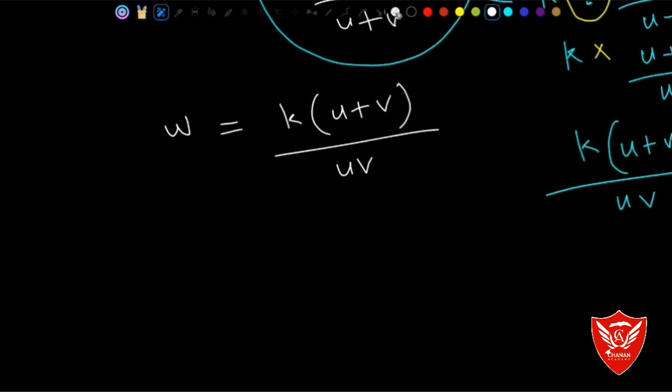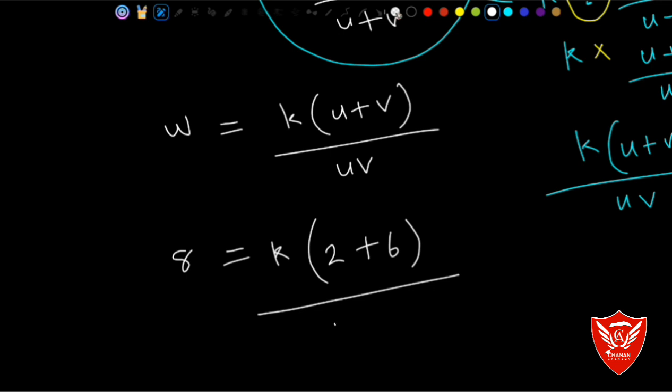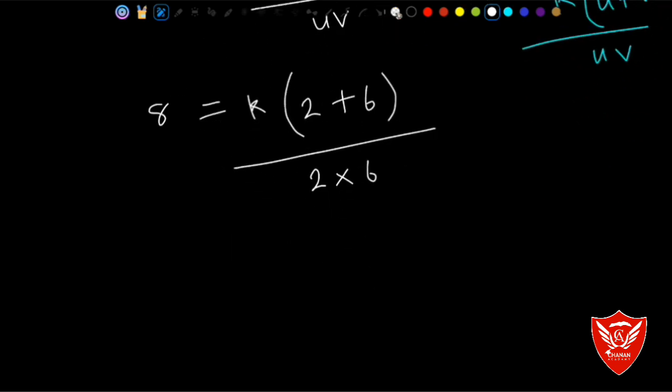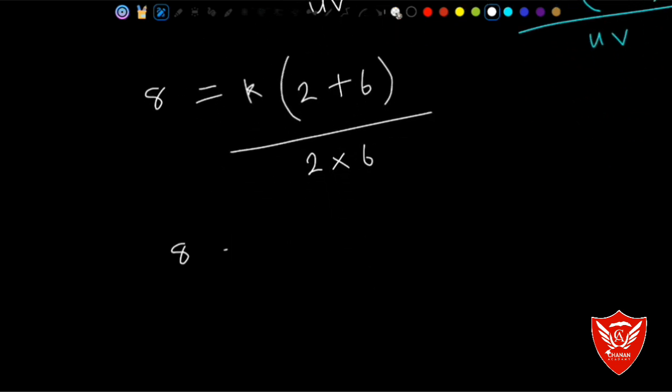From this point, we can solve for K. We're told that W is 8, so we have 8 equal to K, which we don't know, open bracket, U is 2 plus V is 6, so we have 6 all over 2 multiplied by 6. Now this is going to be 8 equal to K times 8 over 12.